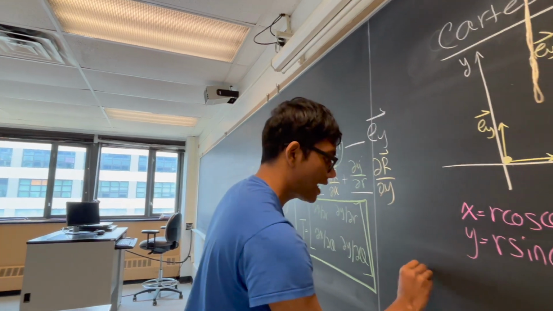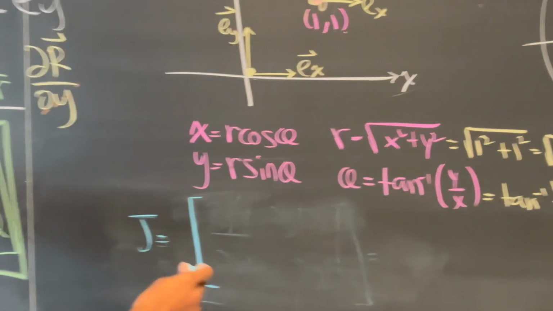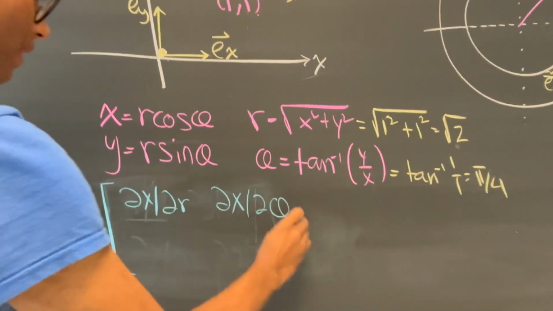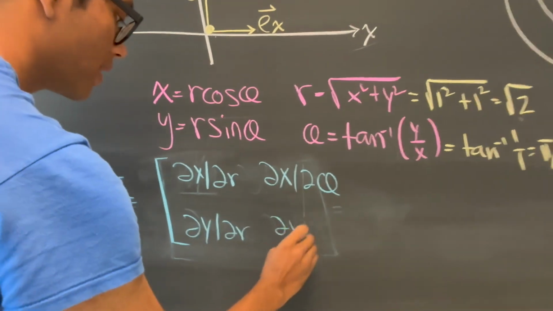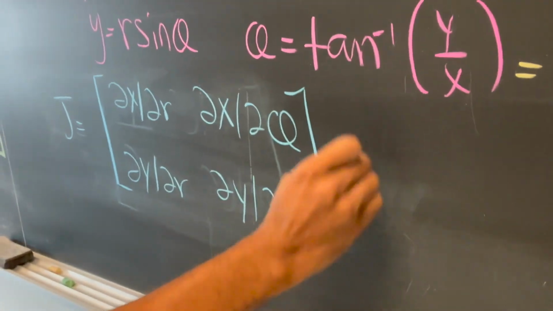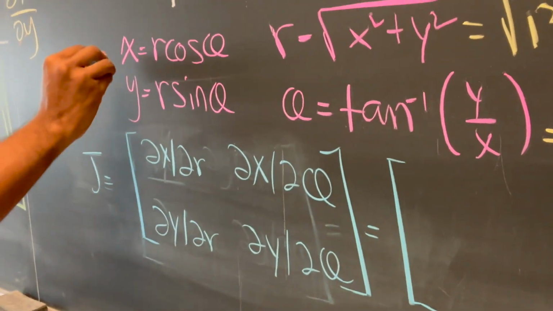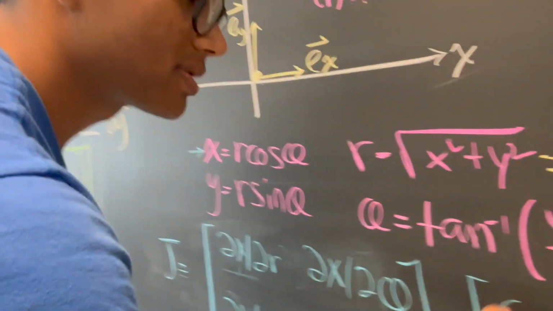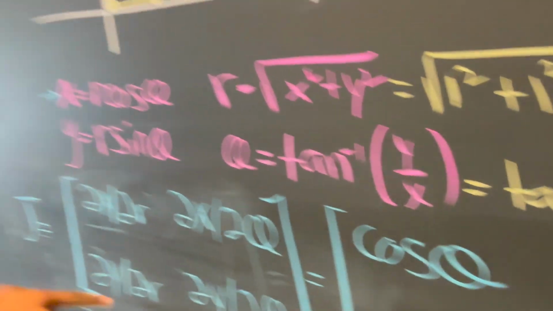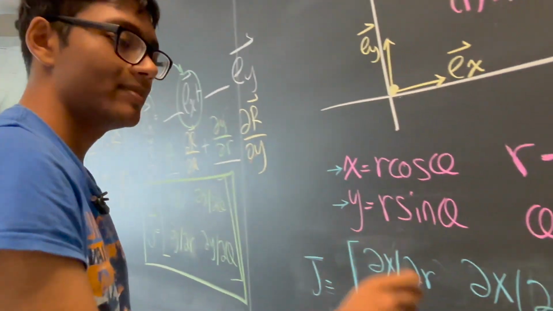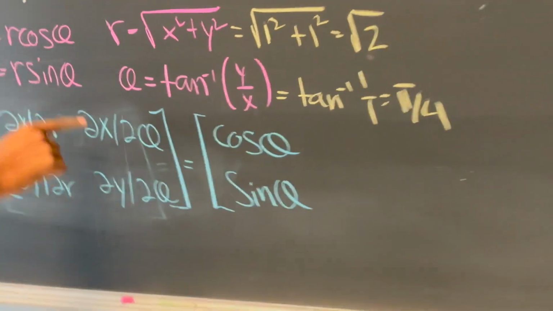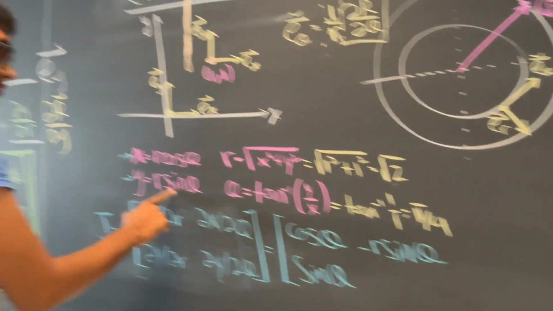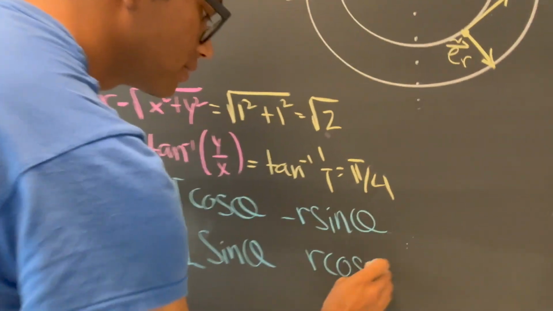So let's create our Jacobian matrix for the polar coordinate system. The elements of my Jacobian are the partial derivatives: partial x partial r and partial x partial theta, and similarly partial y partial r and partial y partial theta. Now let's just evaluate these partial derivatives. Here x is r cosine theta, so if I differentiate that with respect to r, that becomes cosine theta. Similarly, differentiating y with respect to r gives me sine theta. Differentiating x with respect to theta gives me minus r sine theta. And differentiating y with respect to theta gives me r cosine theta.